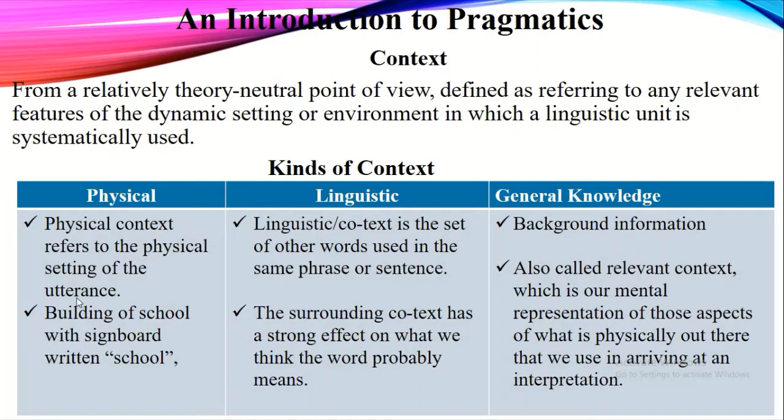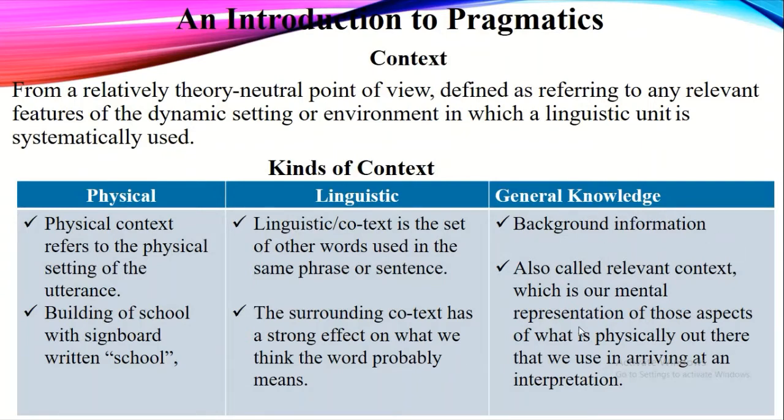Physical context refers to the physical setting of the utterance. For example, the building of a school with a signboard and the word "school" written on it is called physical context. Second one is the linguistic context, that is also called co-text. Co-text is the set of other words used in the same phrase or sentence. The surrounding co-text has a strong effect on what we think the word probably means.